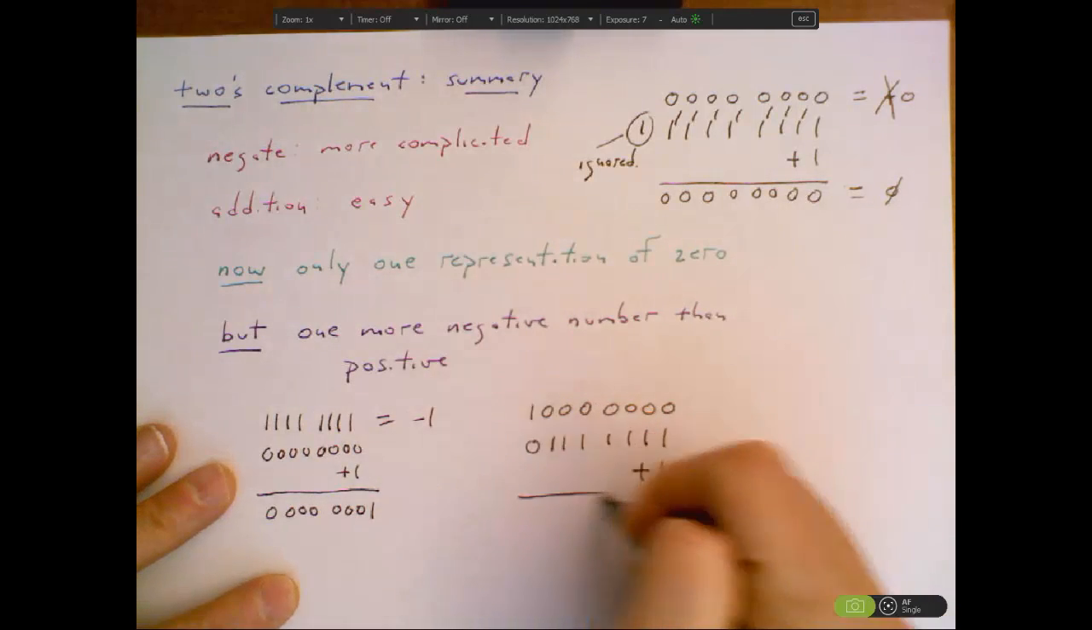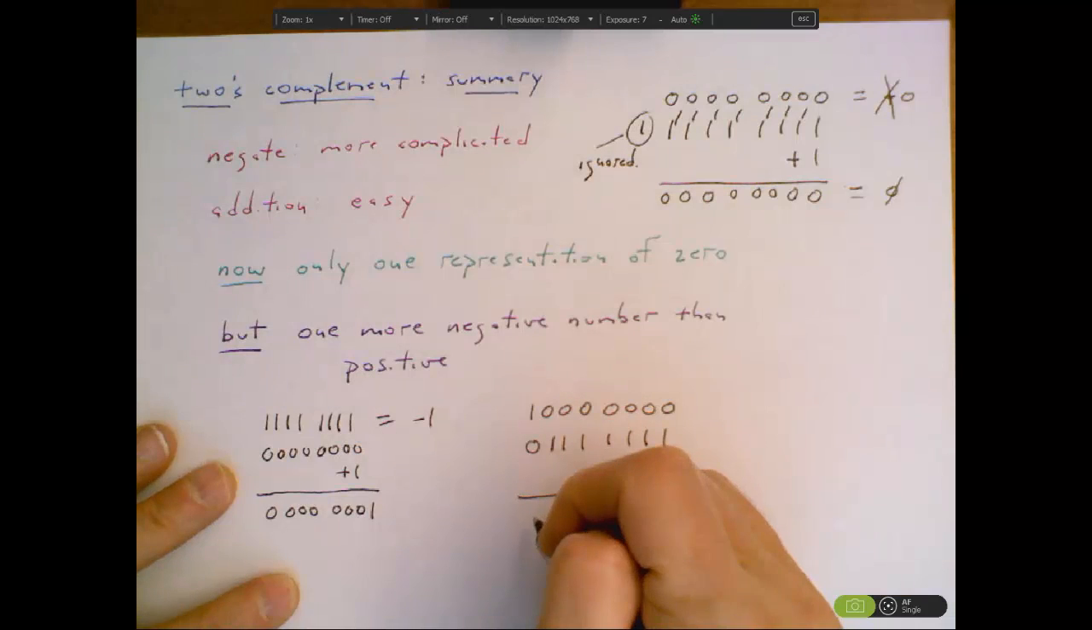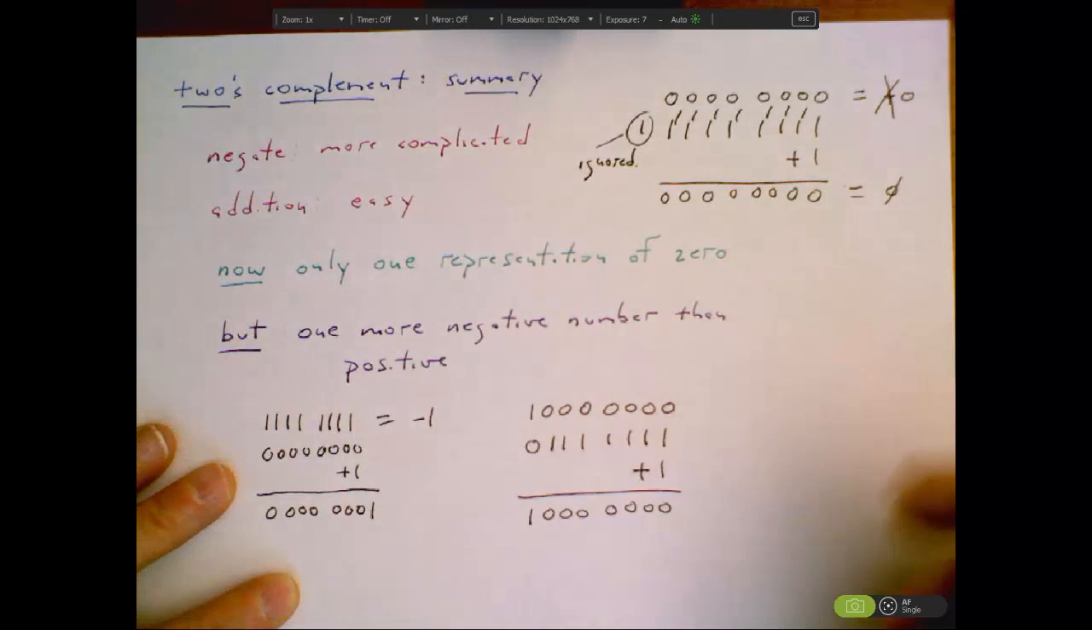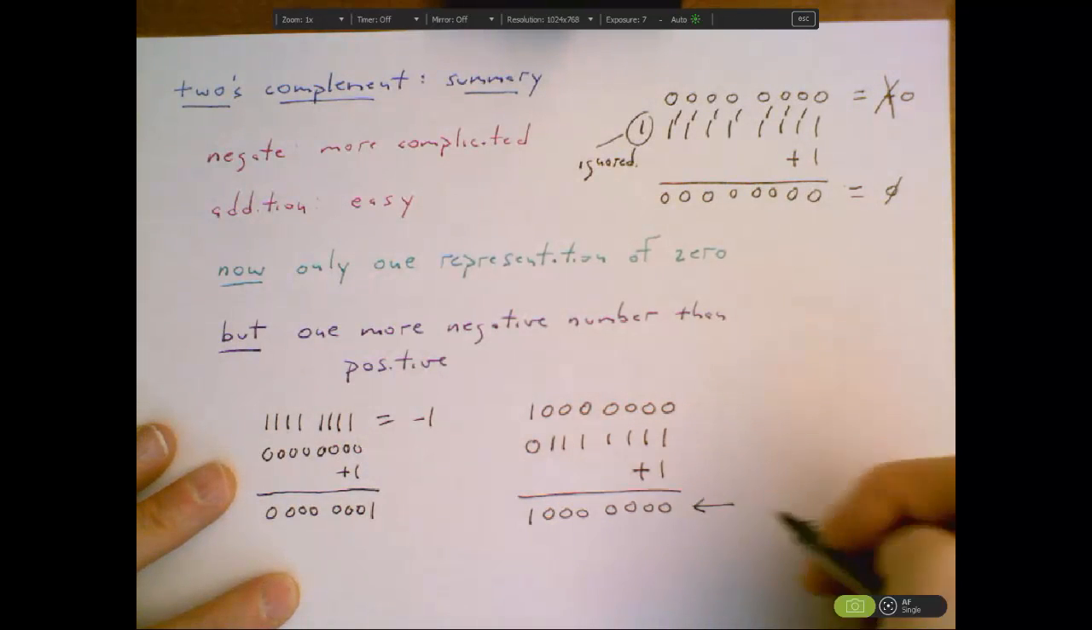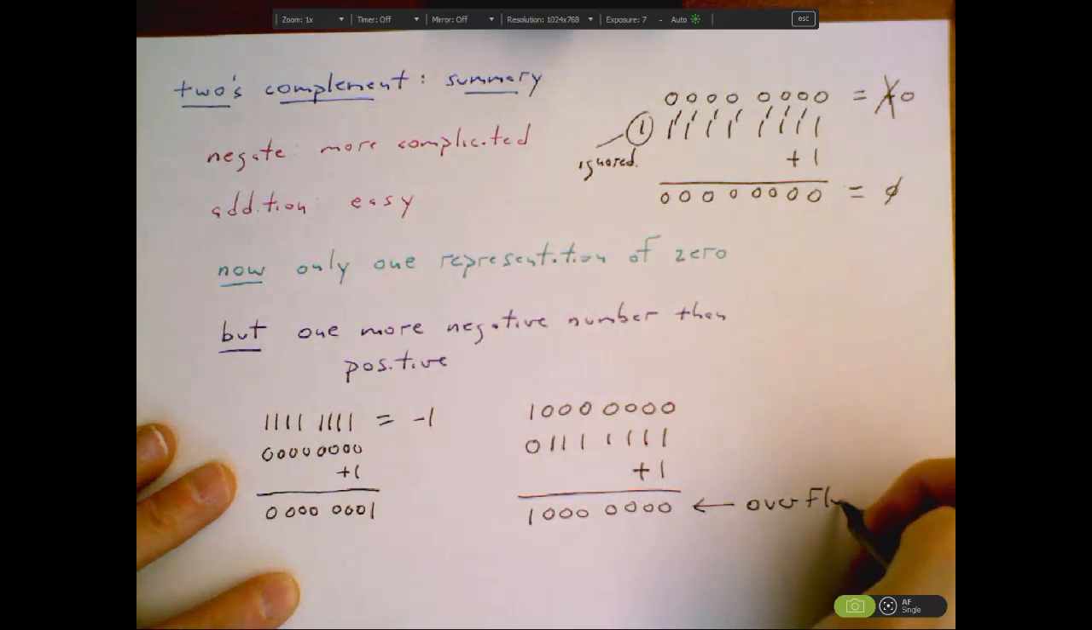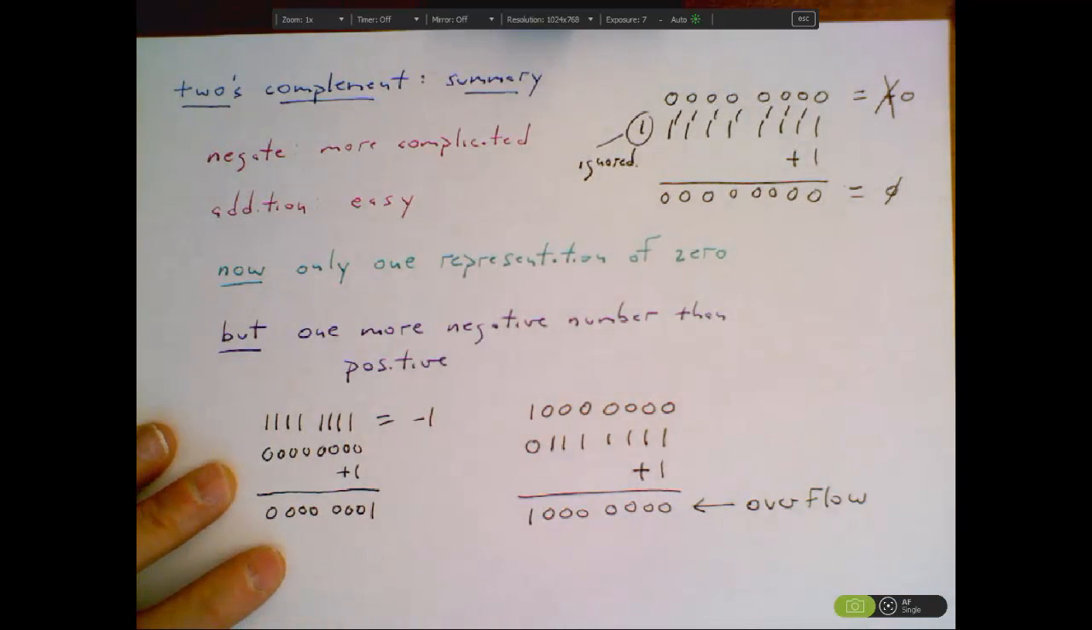And we add 1. We get the number back. And again, this is the phenomenon that we refer to as overflow. Right? What this means is, what is this value?